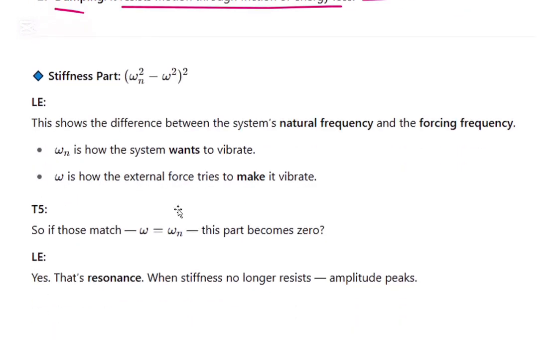Stiffness part. This shows the difference between the system's natural frequency and the forcing frequency. Omega n is how the system wants to vibrate. Omega is how the external force tries to make it vibrate.